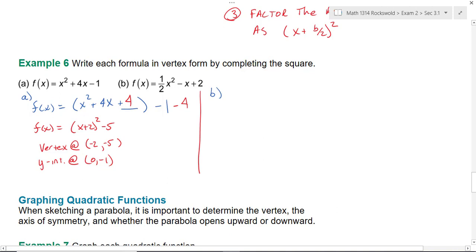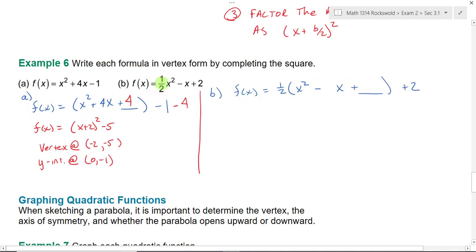This one was easier because the leading coefficient already was 1, and you end up adding and subtracting the same number, what clearly looks like the same number. On B, it's a little more difficult because our first step here is to factor out the half off of the x squared and the x.